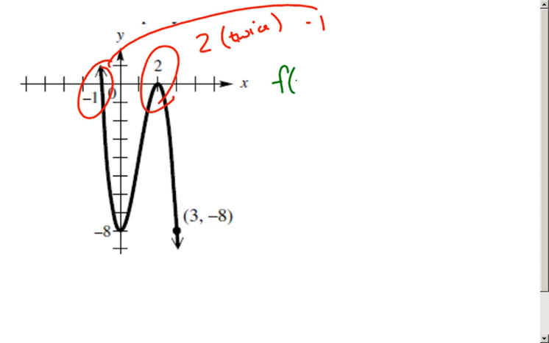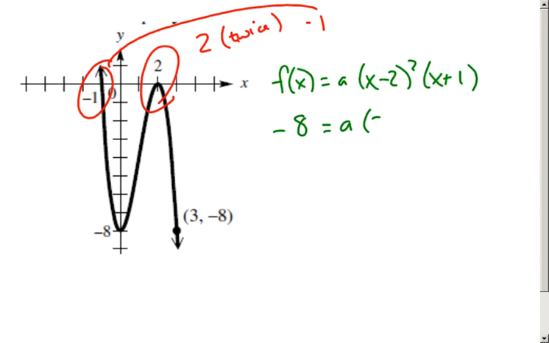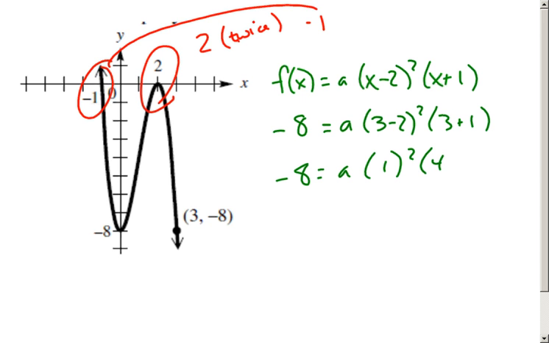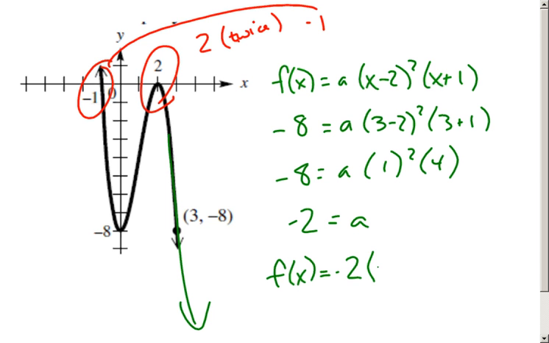So I get f of x is equal to a times x minus 2 squared times x plus 1. You got a point in here, so this is going to be your f of x value. 3 in for x. So then a is going to equal -2, which isn't surprising that it's negative because it's finishing going down, which means it's going to be negative. So your final equation, before you multiply it out, would be this. Ta-da! And that should get you through most of the 3 and 4.0 stuff.